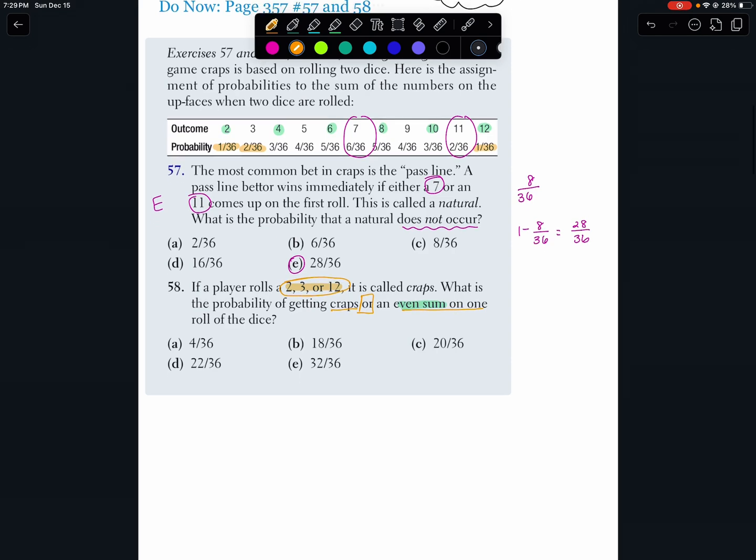So if I do craps 2, 3, or 12, I have 1, 2, and 12. So that's going to give me 4 out of 36. And then plus, what haven't I counted already? So I don't want to count the 2 again for the even. So now I'm going to add the 3, the 5, the 5, the 3, and I'm not going to double count the 12. So when I add all the evens that haven't been added already, that will give me 16 out of 36, which comes out to be 20 out of 36. So choice C.